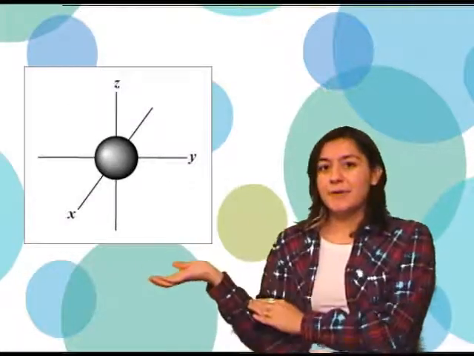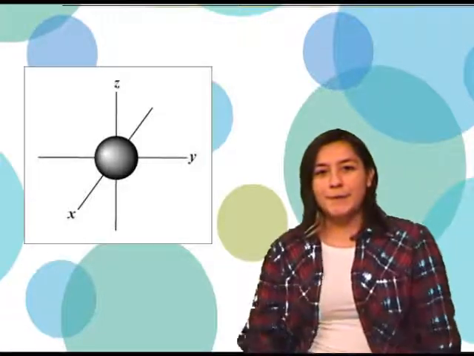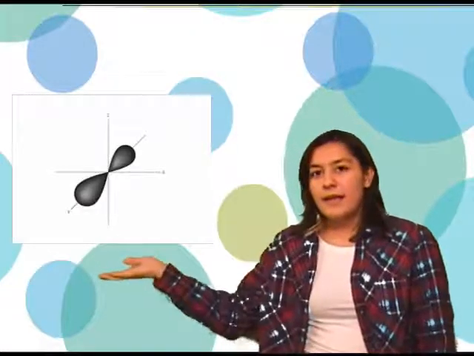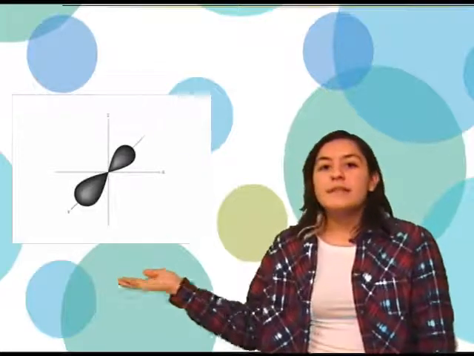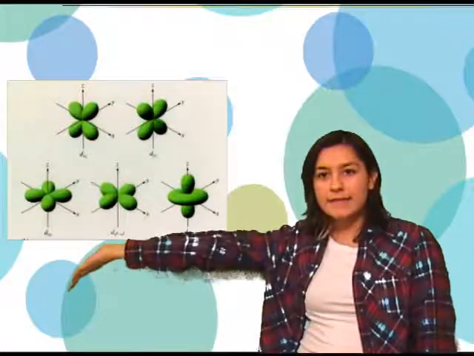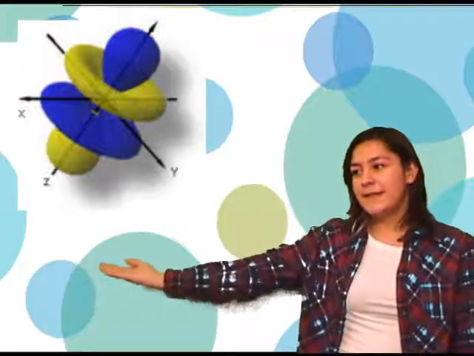The S orbital looks like this, pretty, and it holds 2 electrons. The next one is P, and this one holds 6 electrons. The next is D, and that holds 10, and it looks like that. And the last is F, and it looks like this, and it holds 14.